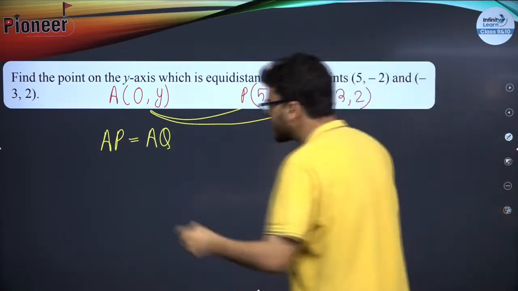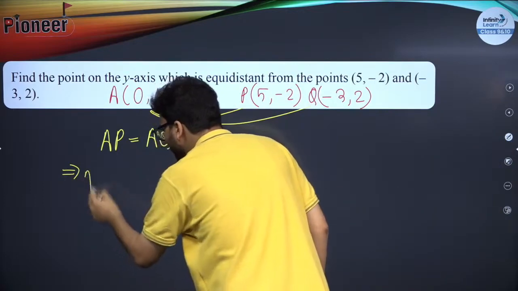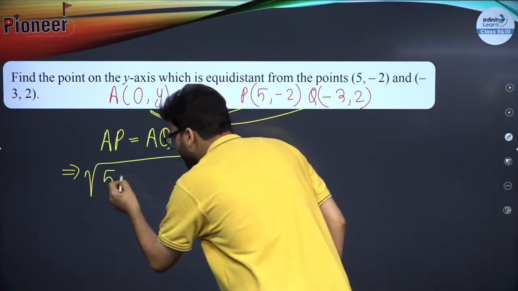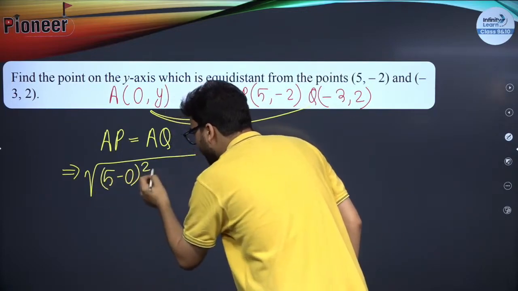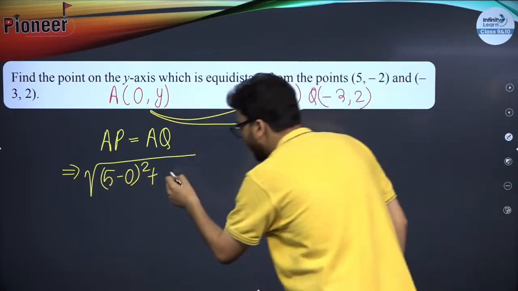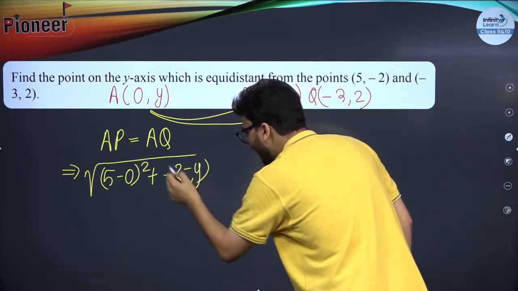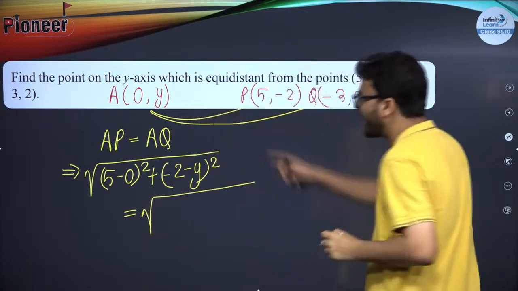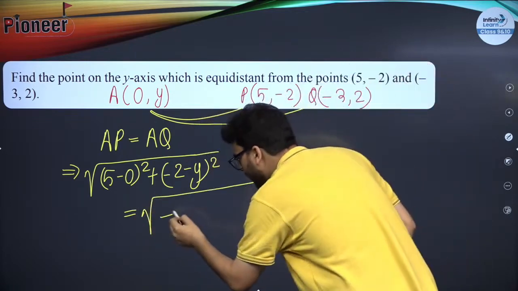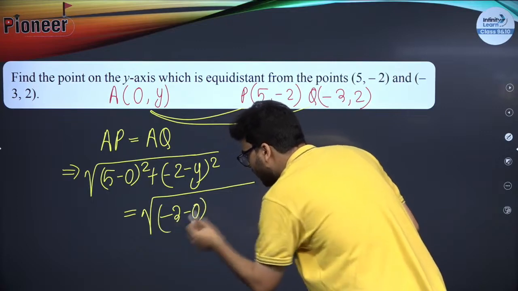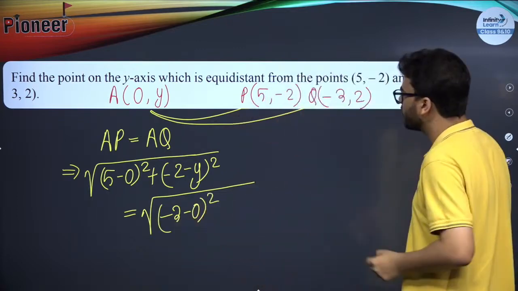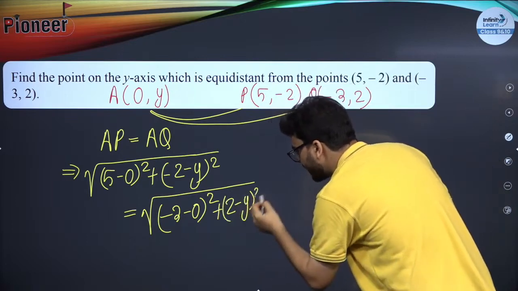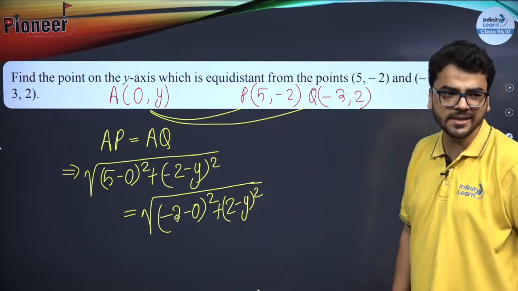Now can we use the distance formula over here? AP will be square root of 5 minus 0 the whole square plus minus 2 minus y the whole square, correct? And that is again equal to AQ, which will be square root of minus 3 minus 0 the whole square plus 2 minus y the whole square. So that is what is given in the question. I hope this is clear up till here.